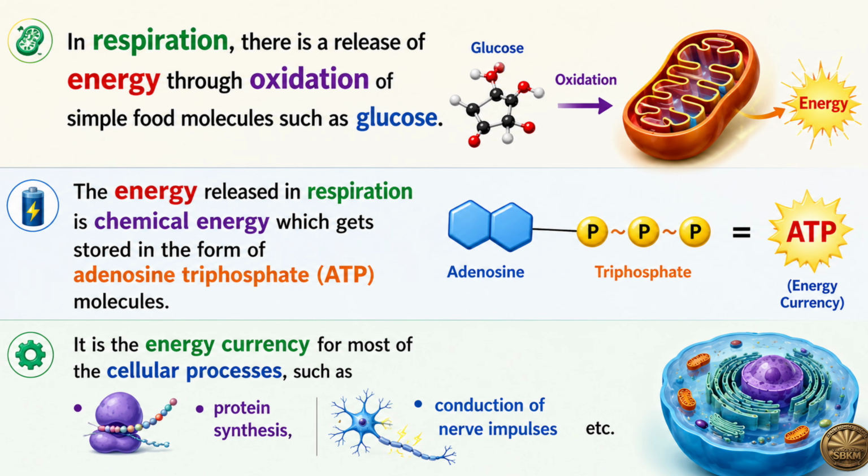In respiration, there is a release of energy through oxidation of simple food molecules such as glucose. The energy released in respiration is chemical energy, which gets stored in the form of adenosine triphosphate (ATP) molecules. It is the energy currency for most of the cellular processes, such as protein synthesis, conduction of nerve impulses, etc.